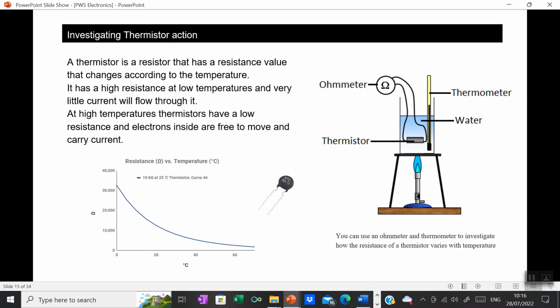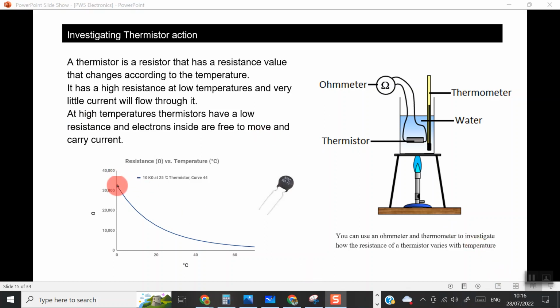And again, this can be used by the circuit to sense the temperature in the environment, and it can control the flow of electricity, electrons, because of that. So it has a high resistance at low temperatures, and very little current will flow through it. And at high temperatures, the thermal resistor has low resistance, and electrons inside are free to move and carry current.